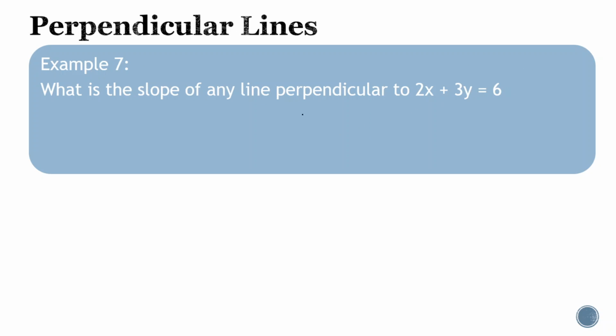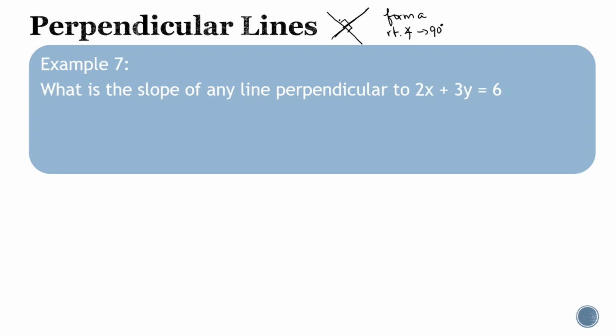Now, perpendicular lines make a T, right? They make a right angle. That means they intersect at 90 degrees. So what does this mean about their slopes? Well, first of all, one's negative and one's positive, right? In order to make a right angle, they have to be going in opposite directions.